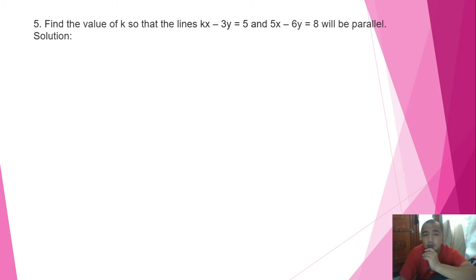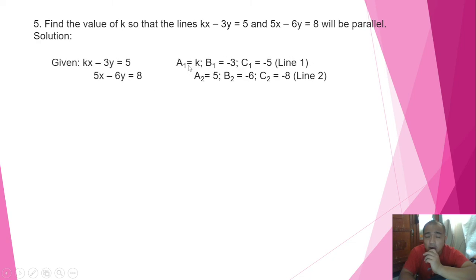Let us also learn how to solve problems involving the general form of a line. This time, let us find the value of k so that the lines kx minus 3y equals 5 and 5x minus 6y equals 8 will be parallel. So what will be the value of k para maging parallel yung dalawang lines na yan? So what's the formula? So for line 1, let us first identify ABC. K, negative 3, negative 5. For line 2, 5, negative 6, negative 8.